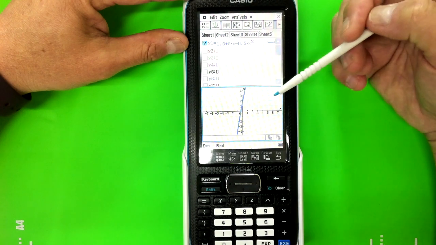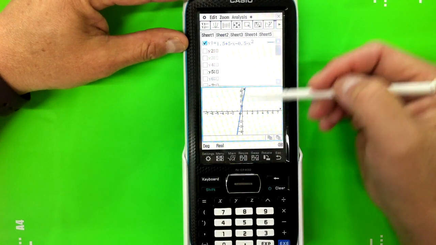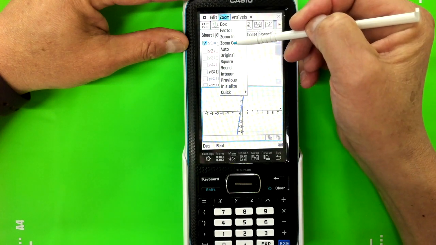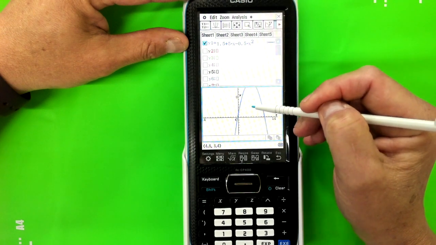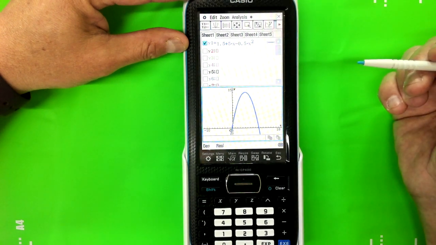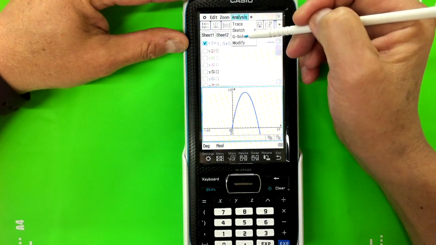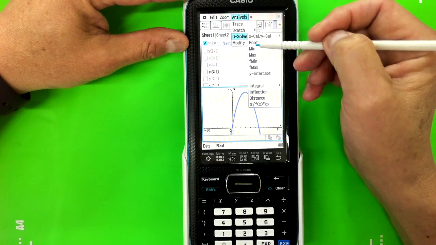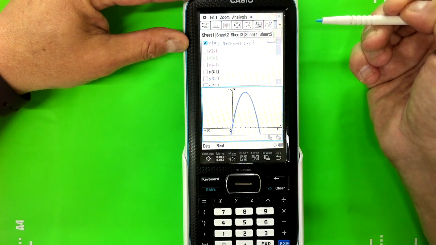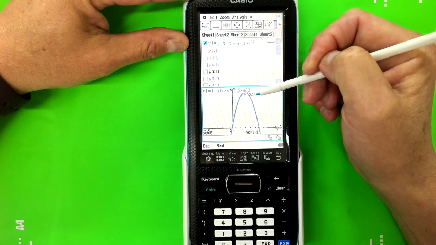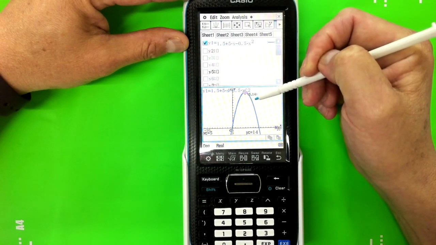Again, you can see that the graph is way above the grid. Again, we can zoom out. And then what we can do is either drag it down and we can see the whole parabola. Again, let's use Analysis, G-Solve. G-Solve can tell us the maximum. Alright, see, it gives you the maximum, which is (5, 14), which is what we found.